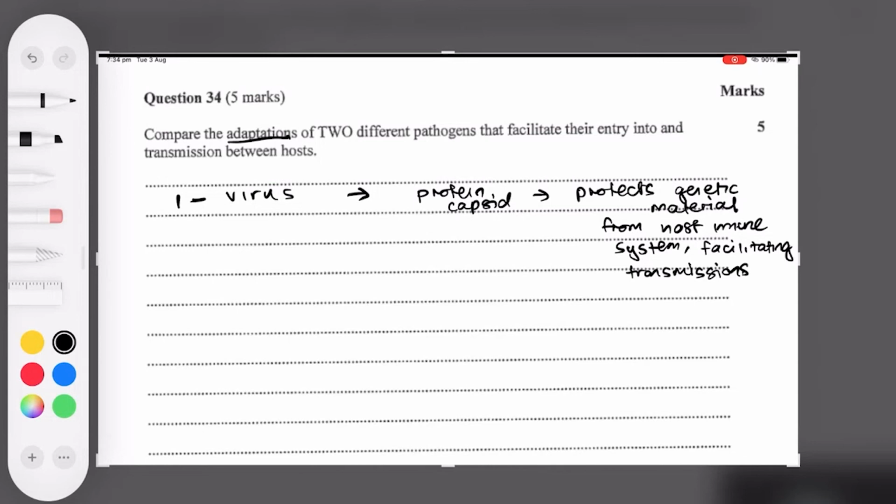Vectors, like mosquitoes can bypass the skin barrier by injecting the pathogens into the blood directly. Do mosquitoes need to use pathogens, or do pathogens need to use mosquitoes? Mosquitoes inject the pathogen into the blood. Yeah. So whose adaptation is that? Is it the mosquitoes' adaptation? Well, we're talking about pathogens here, so not vectors.